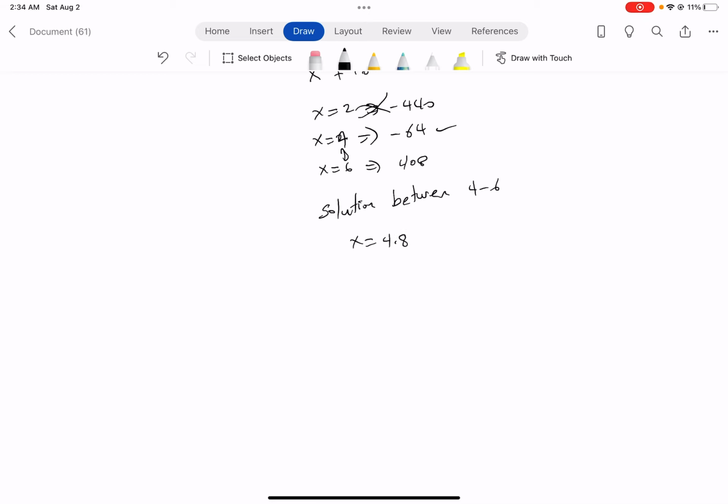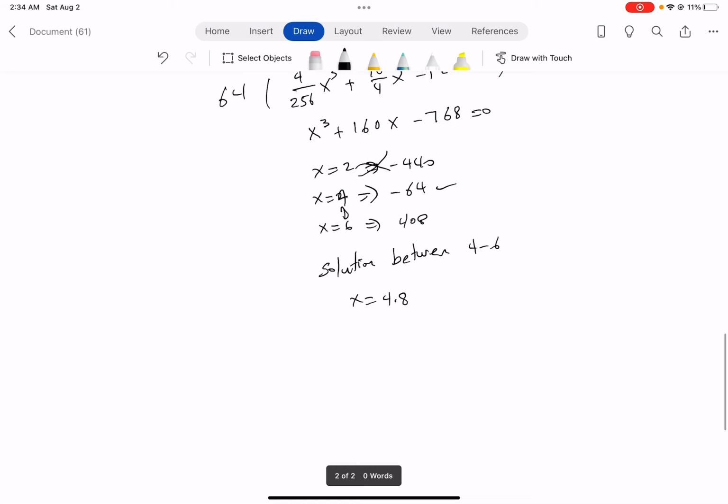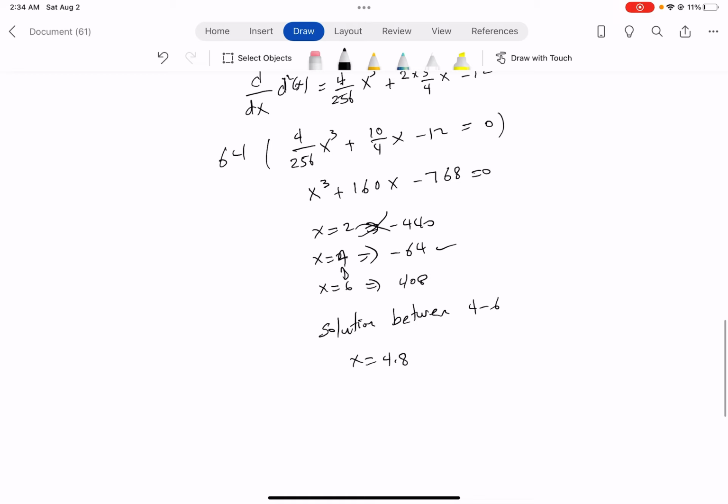is equal to 4.8. Could you help me? You have a calculator? Oh, okay. Let's do this. 160 times 4.8 plus minus 768. 4.8 times 4.8 times 4.8. 3 times? Yes.